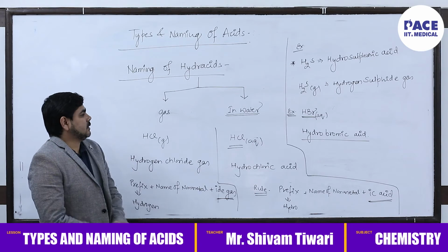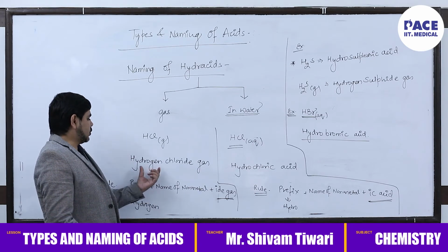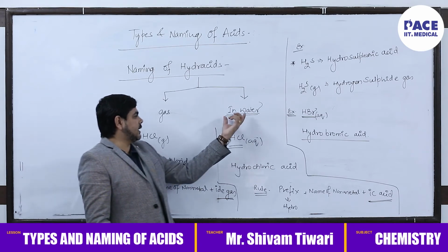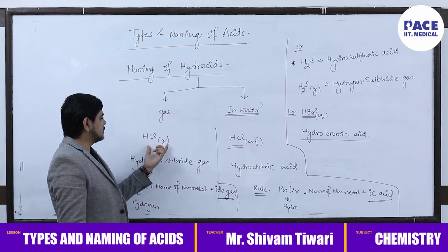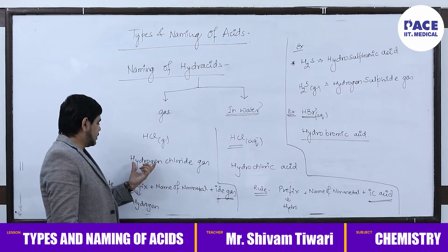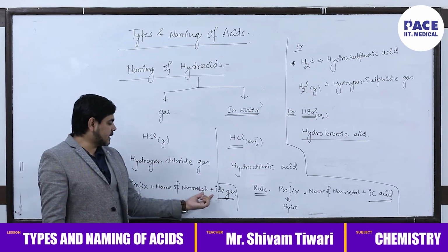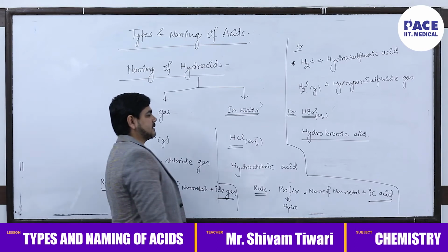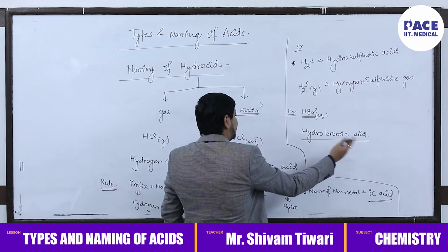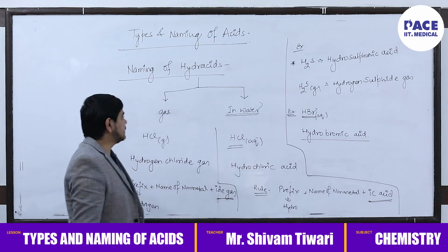Okay, so this is the basic rule. You have to understand whether we are writing in water or we are writing as a gas. So the name is different, the prefixes are different, suffixes are different. Okay, hydrogen chloride gas, hydrogen sulfide gas. Similarly over here, hydrogen bromide gas. Like that we are going to write.